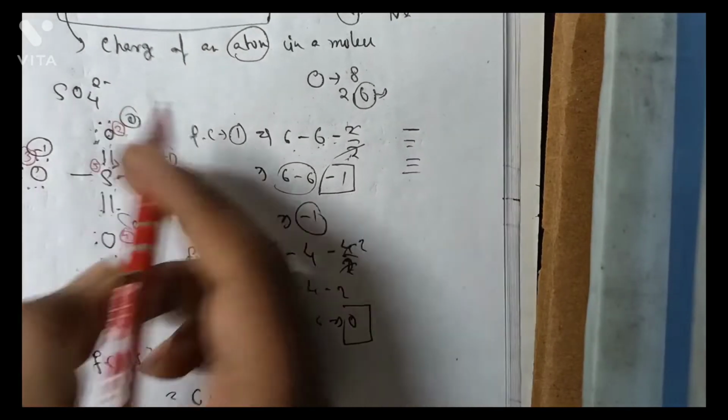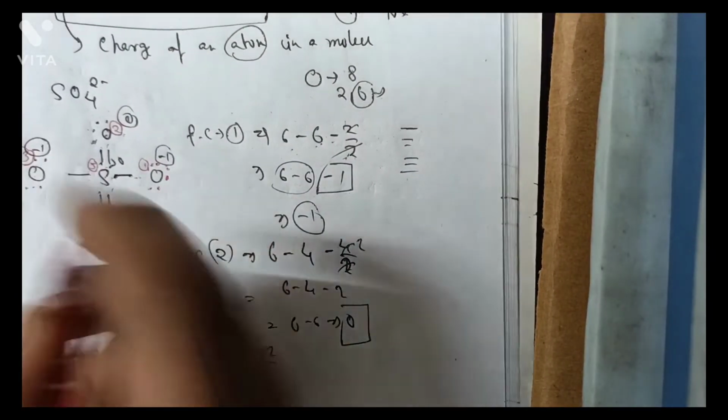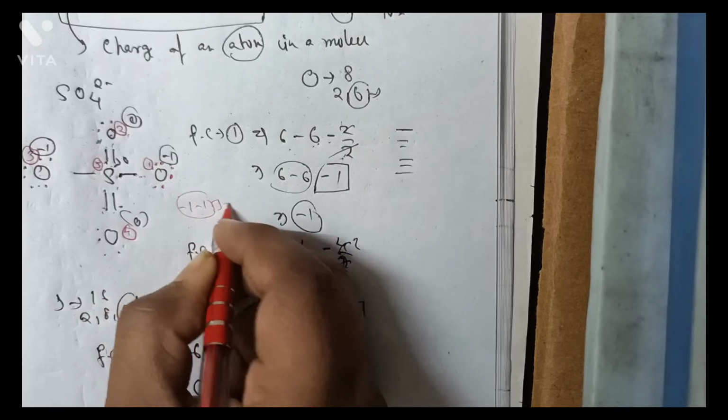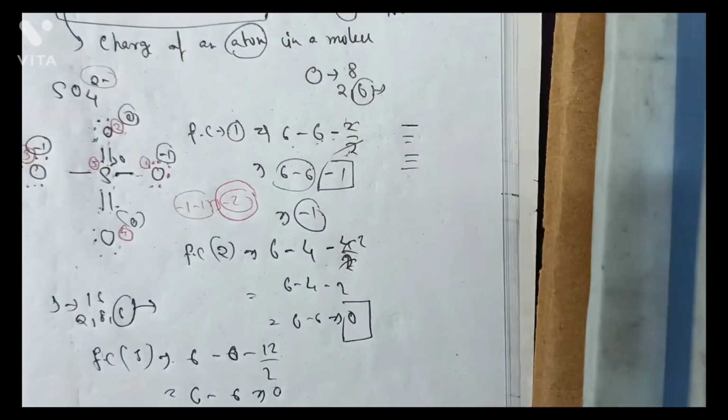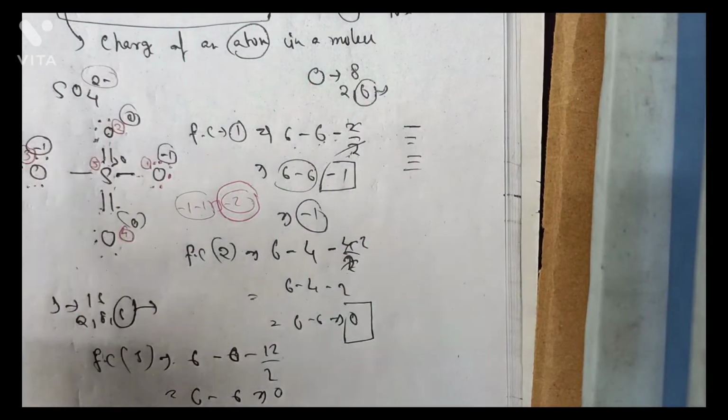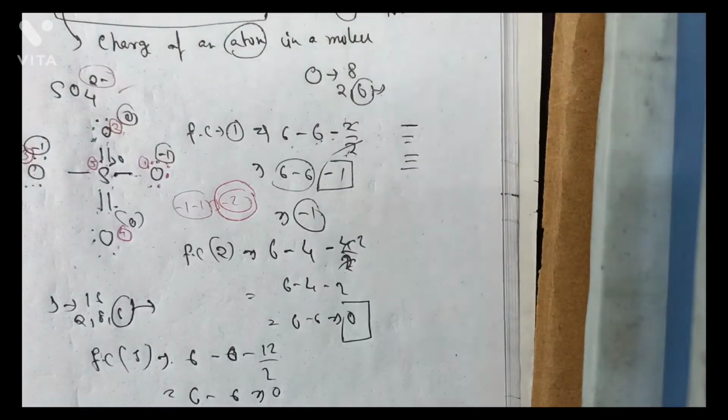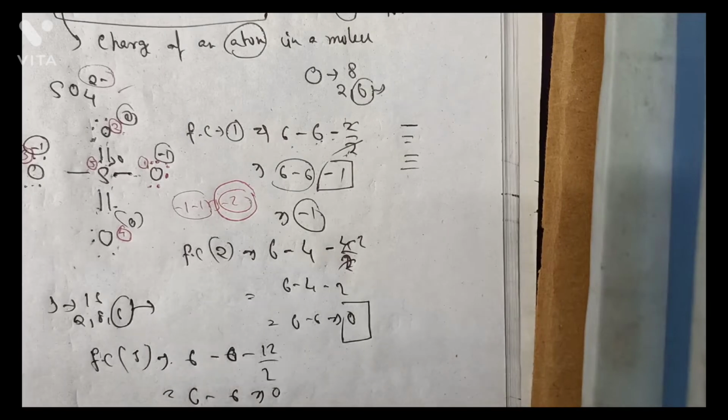If we summarize, the negative charge is minus 2. This minus 2 sum is this minus 2. This is the charge present on SO4 2 minus. That is why the SO4 sulfate ion has minus 2 formal charge. That is how we calculate formal charge.